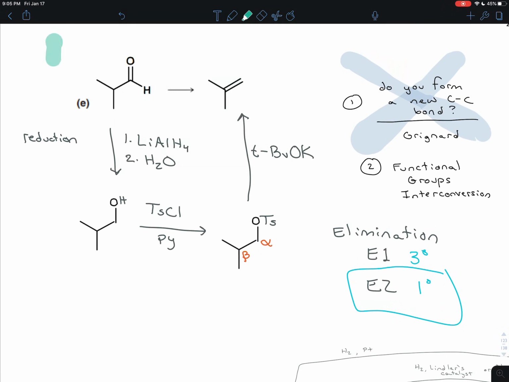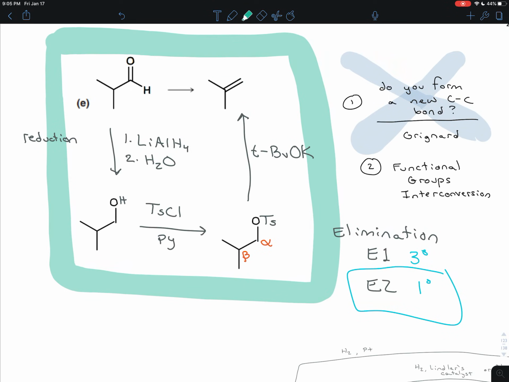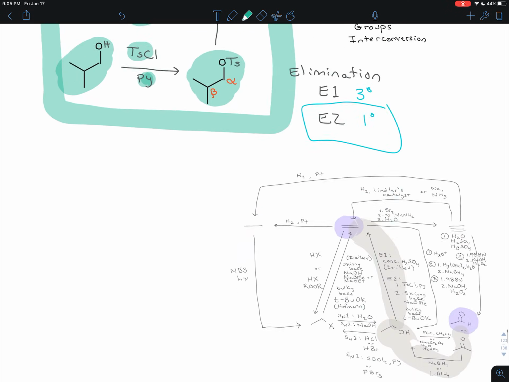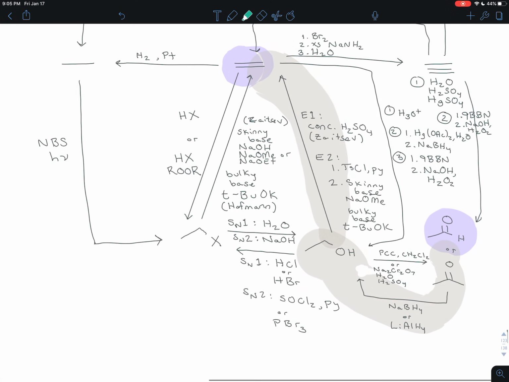And there it is. That would be a possible synthesis. This whole thing in that box is how you would want to write your solution on a test. You don't just want to write the reagents. That would sort of be half credit. The other half is showing me that you know what those reagents do. And that's what we saw here. We did a reduction to get the alcohol, and then we did an elimination to get the alkene.